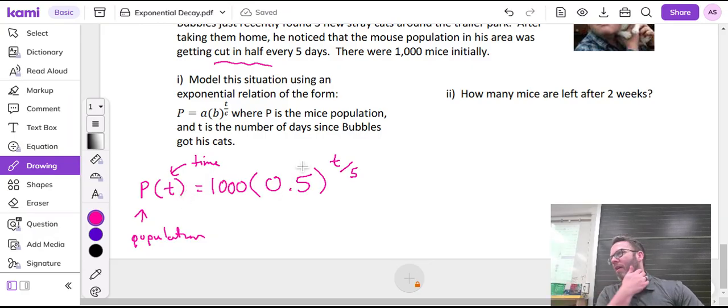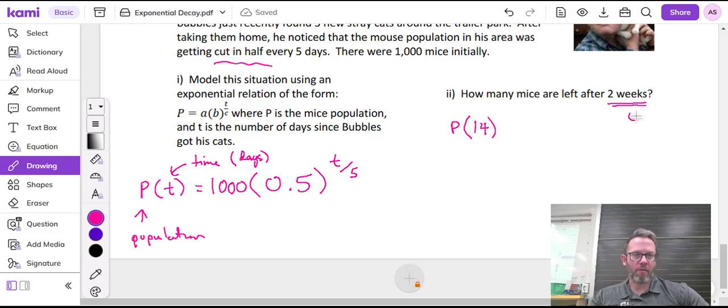These are the same questions we did yesterday, just with the base being between 0 and 1. So 2 weeks. Note in this question, since it's decreasing by half every 5 days, the time in our equation is days. So if you're looking for how many mice are left after 2 weeks, that's kind of the only way I can make these questions a bit more next level. You just have to make sure you're using the right units. 2 weeks is 14 days. And then the rest is just calculator work.